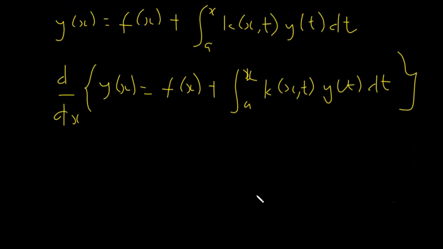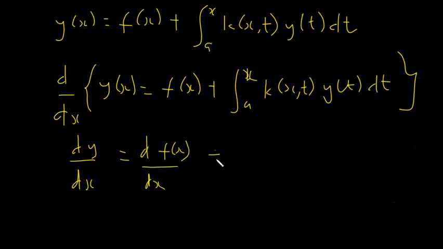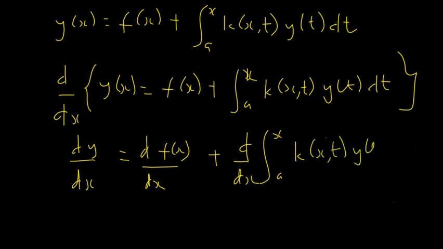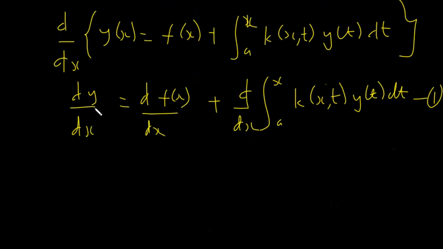Okay, so we have the derivative of y with respect to x being equal to the derivative of f of x with respect to x. Then you have the derivative with respect to x of the integral from a to x of k of x, t, y of t, dt, and there's your first equation. Okay, so with these ones, it's going to be very easy. This one is just going to be y prime of x. This is going to be f prime of x.